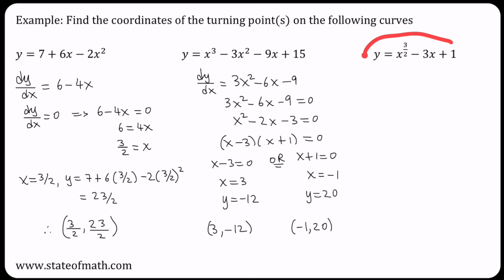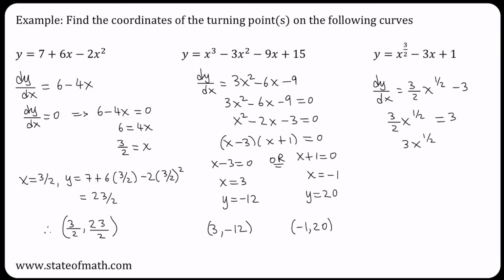The third example, y is x to the 3/2 minus 3x plus 1. We get the power down, so it's going to be 3/2 x to the power of a half minus 3. I will set it equal to 0, so 3/2 x to the half is equal to 3. So 3x to the half is 6, which simply means that x to the half is 2. To get rid of the power of a half, I square both sides, and I get that x is 2 squared, which is 4. And when x is 4, y turns out to be negative 3. So there is one stationary or turning point at (4, negative 3).